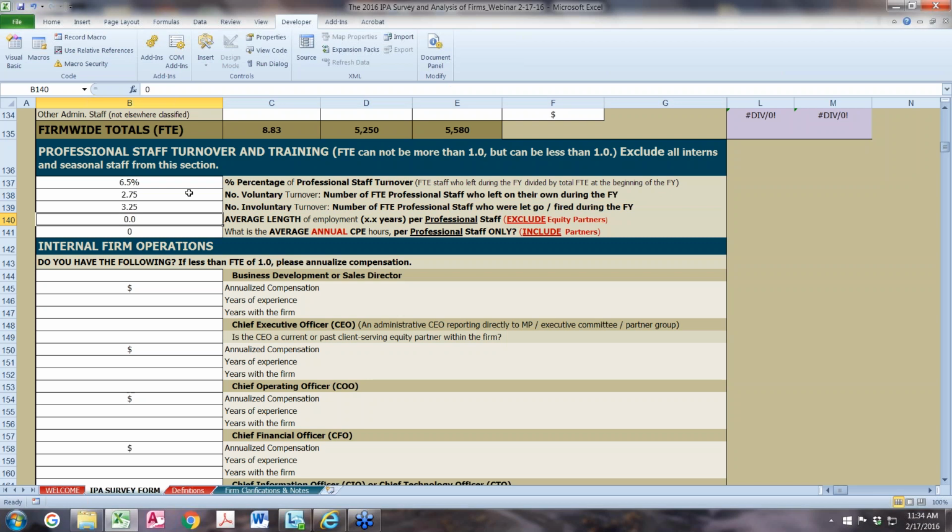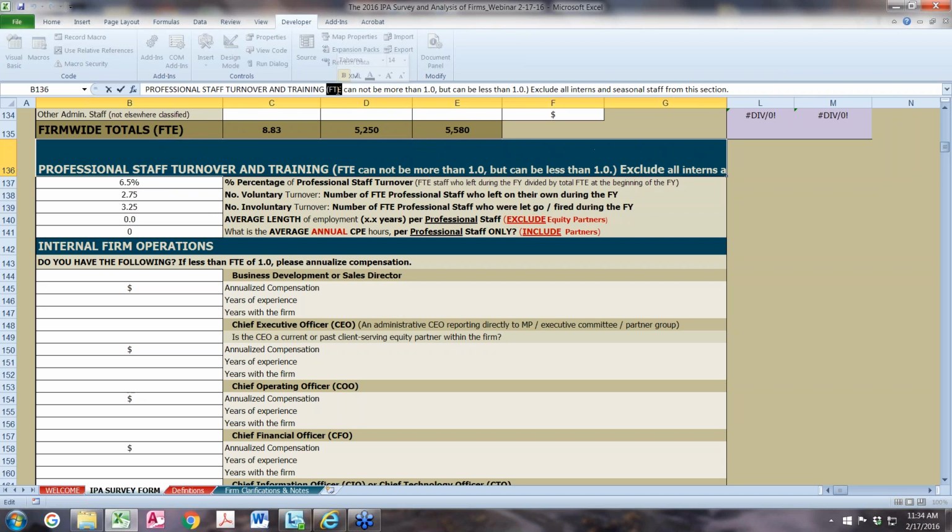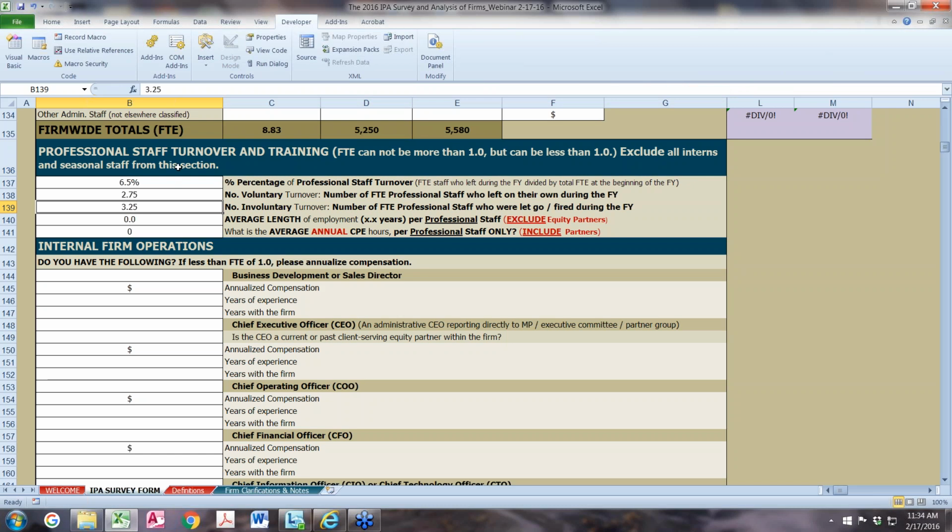So, four things to keep in mind for this section. Number 1, be sure to report a number, not a percentage, on rows 138 and 139. Number 2, be sure to report based on FTE, not headcount. Number 3, be sure to report only turnover of professional staff, not administrative staff. And number 4, be sure to exclude all interns and seasonal staff from your calculations.